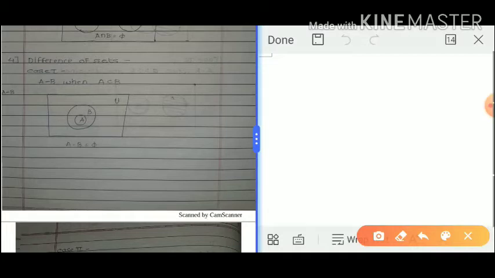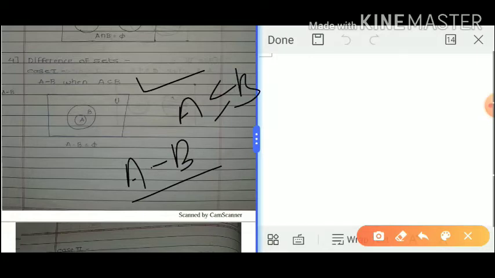Before we draw a Venn diagram for the difference of sets, we need to review what the difference of sets is, because we already learned these things in a previous video. A minus B means all the elements of A but not in B. Here we are asked for A minus B when A is a subset of B, which means all the elements of A belong to B. But A minus B means all the elements of A but not in B, and here all the elements belong to B because A is a subset of B.